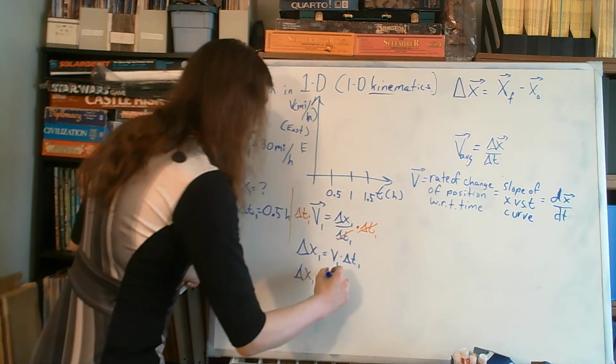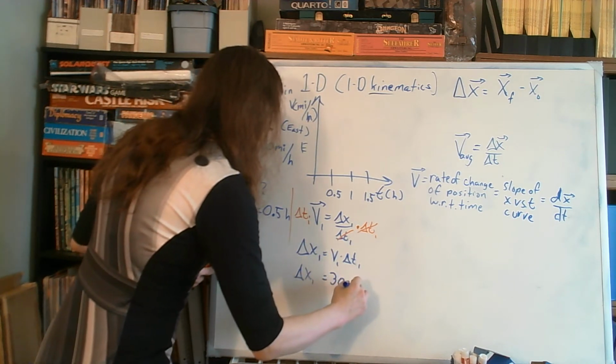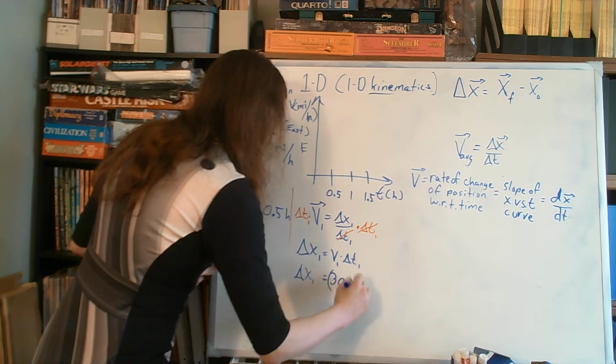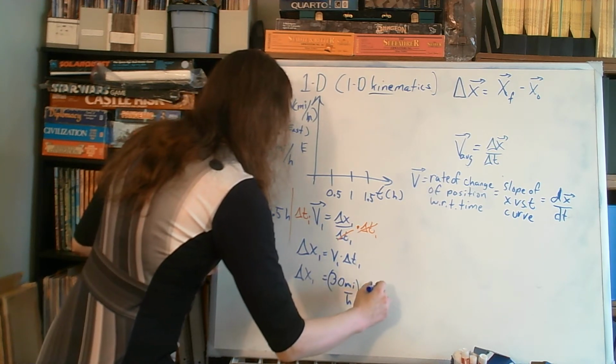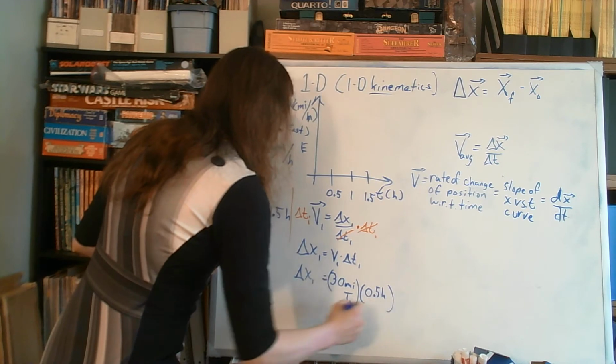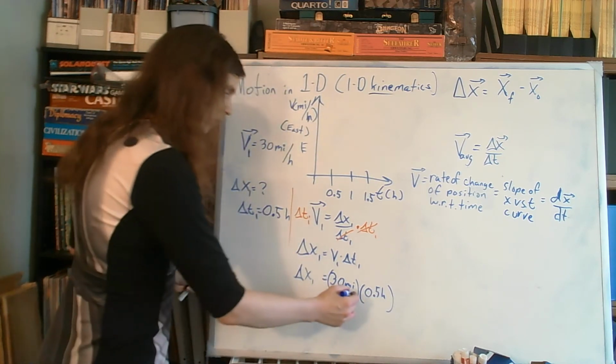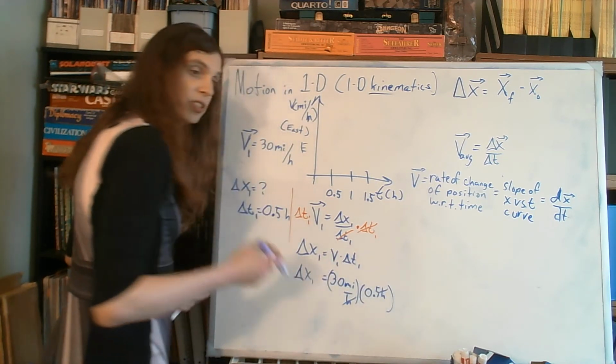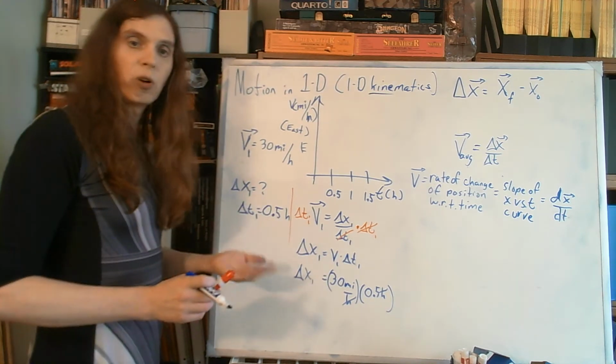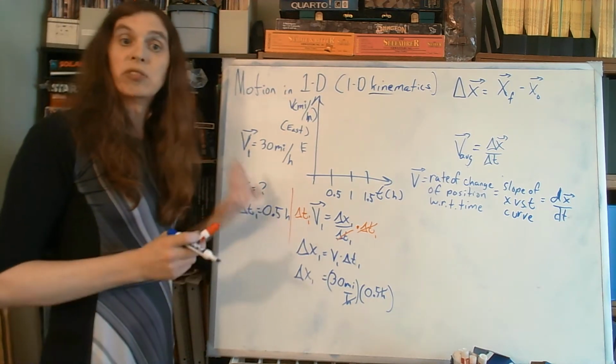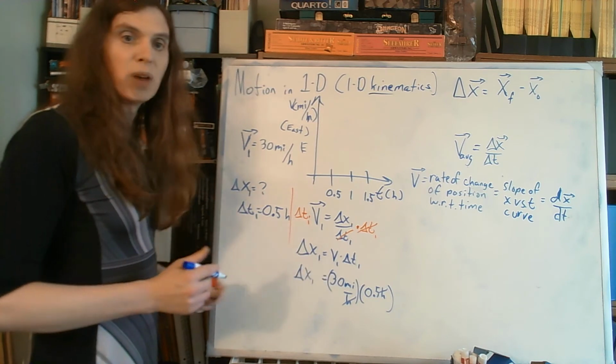So we've got 30 miles per hour and a half hour, 0.5 hours. Hours divide by hours to equal 1, so the hours go away. 0.5 times 30 gives us 15. Units of miles are left over.